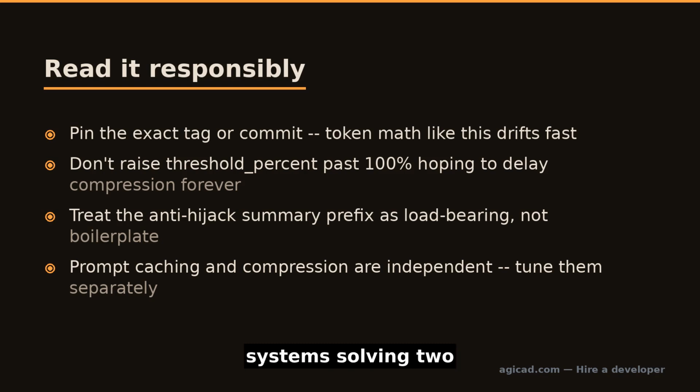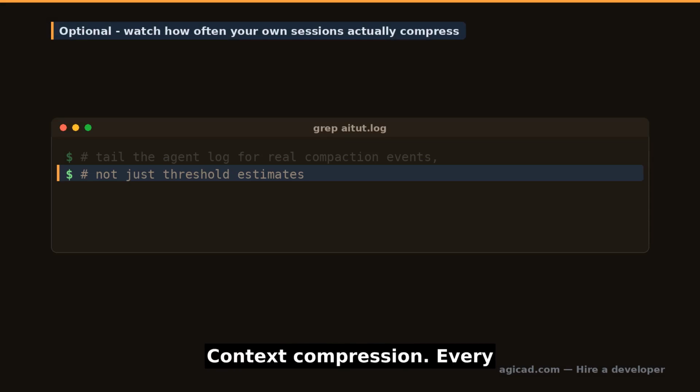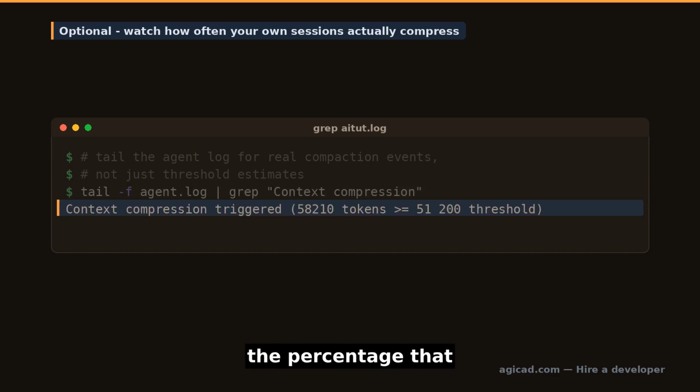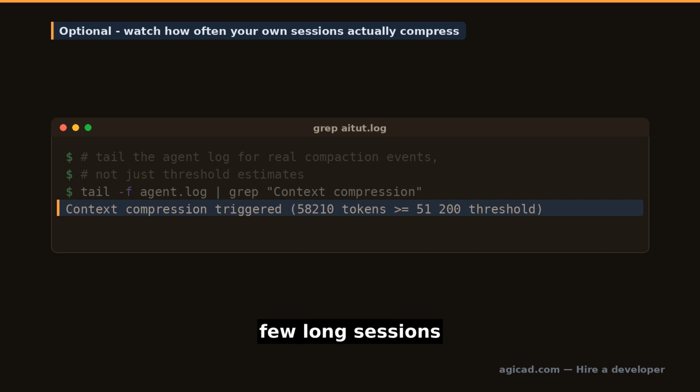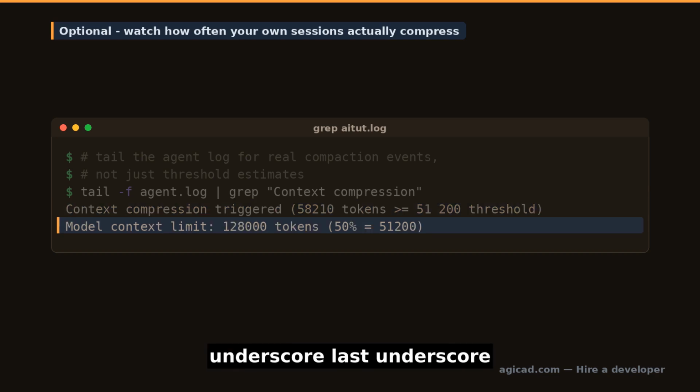One practical habit: if you're running Hermes Agent yourself, just tail the log and grep for the phrase context compression. Every real compaction pass logs both the trigger, how many tokens crossed how large a threshold, and the model's raw context limit alongside the percentage that produced it. Watching this over a few long sessions tells you fast whether your threshold percent and protect_last_end settings are actually matching how you use the agent, instead of guessing from the defaults alone.